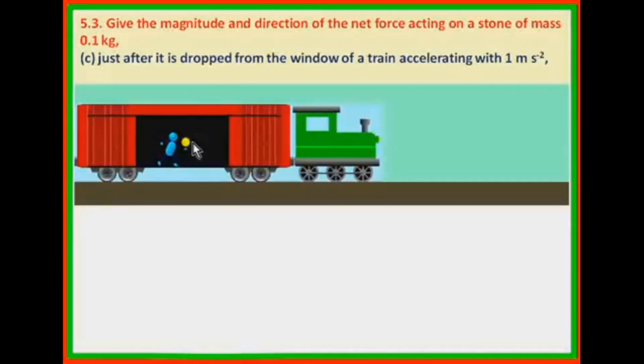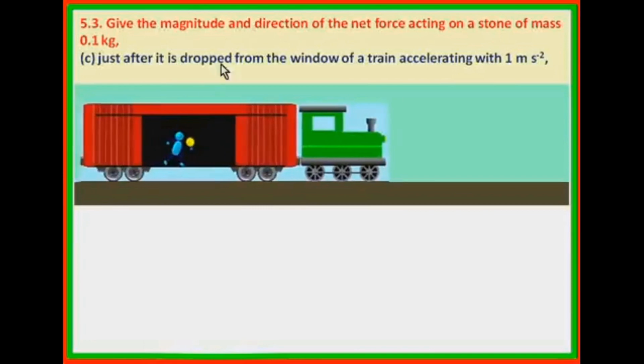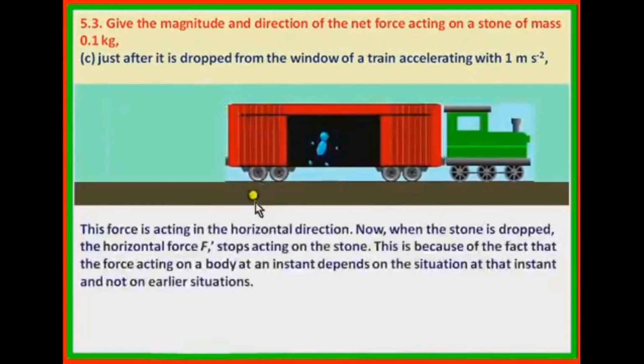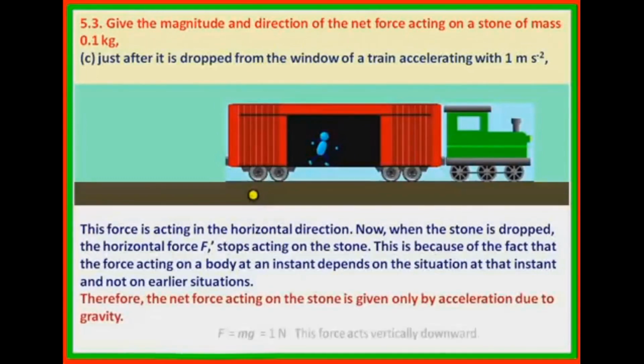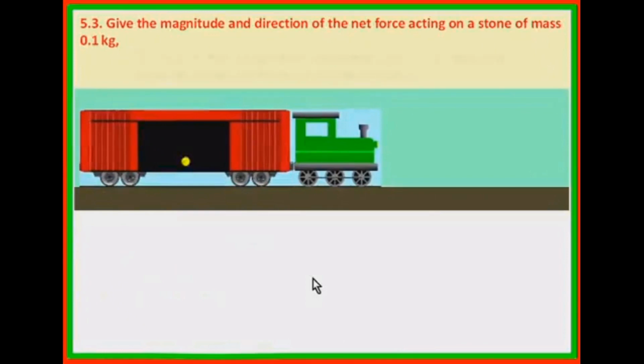So when we notice the movement of the ball as it drops from the window, it is going to move based on the acceleration due to gravity only. It will try to move in a horizontal direction, but when it is dropped, it will go along with gravity only. So here also the force will be the weight of the mass, which is 1 Newton, again downward.